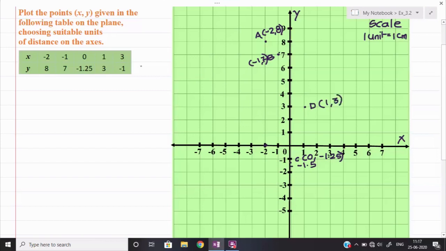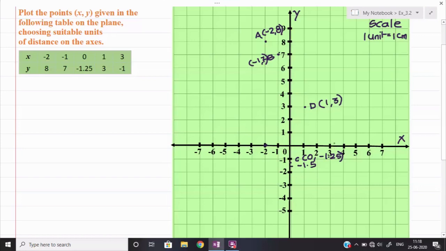Okay, and the last one is 3 comma -1. So first locate the point 3 on the x-axis. On the x-axis, where is 3? See, now it is a little bit congested. Okay, this is 3. Look at the movement of the cursor here. x equal to 3 is lying here, and 3 comma -1.